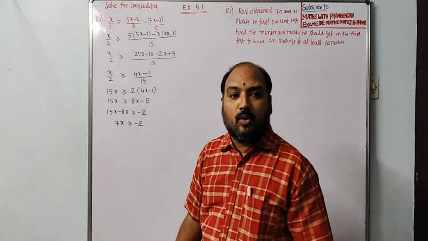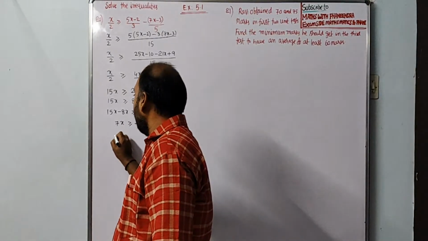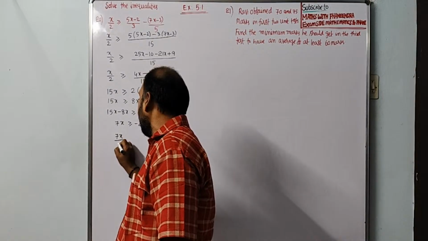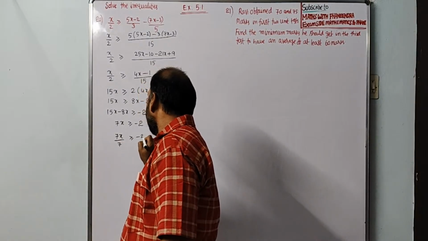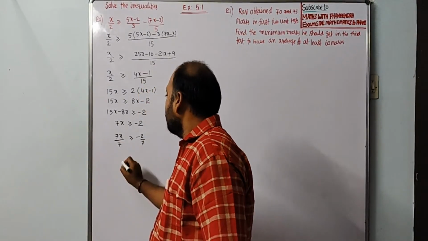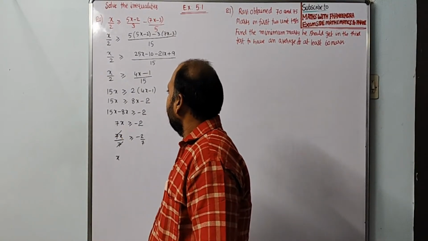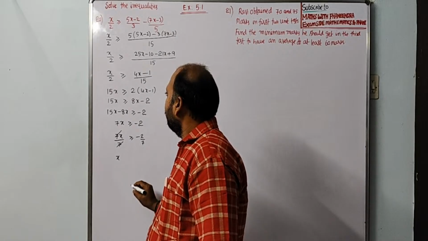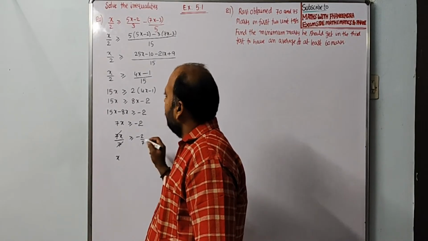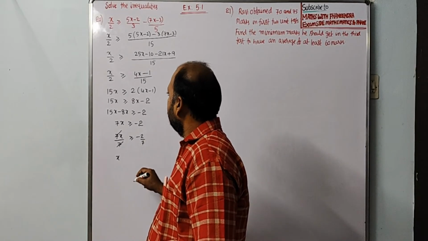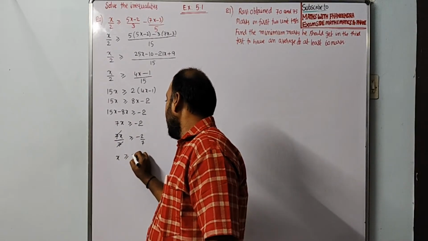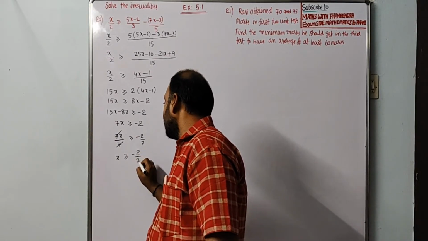I want the x value now. So dividing on both sides by the x coefficient, minus 2 by 7. So here 7 gets cancelled. Everything is good. x is greater than or equal to minus 2 by 7.